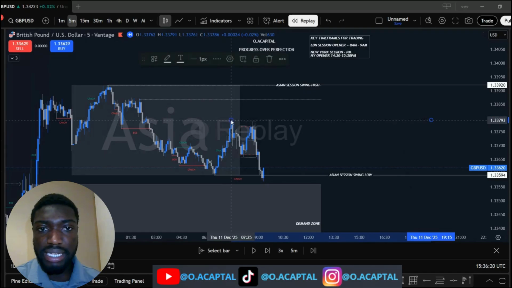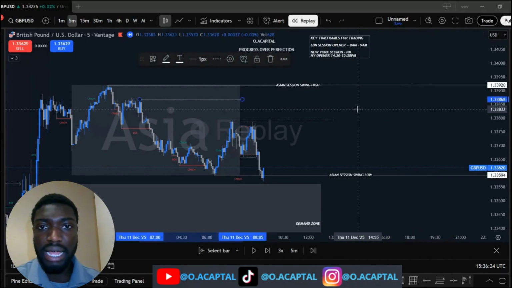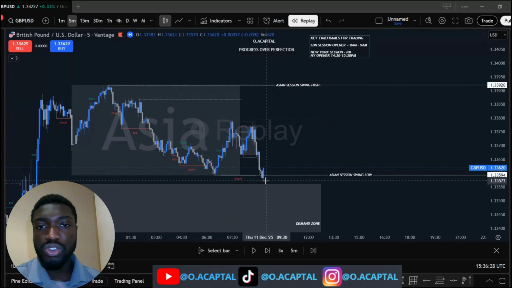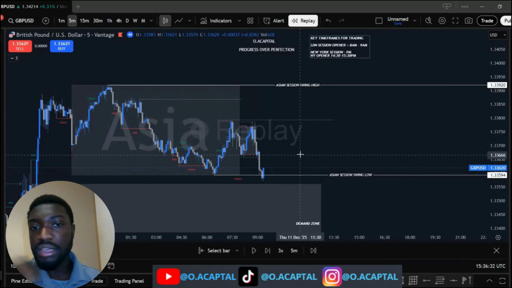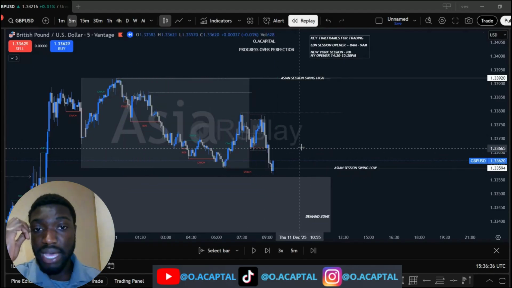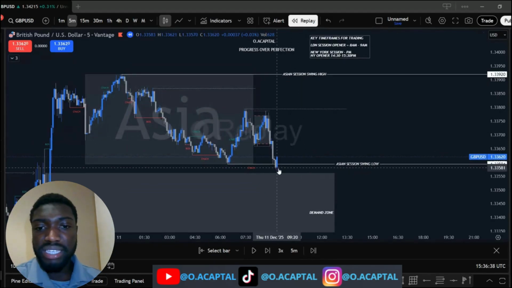So again, these are all areas that have lots of stop losses and orders sitting here, that more than likely institutional traders will want to sweep and take, to accumulate more buy positions for themselves. As again, London will open around this time. So yeah, we can see a sweep of Asian highs. The next thing to do is to see what price does to this demand zone that we have here. So let's see what price does.